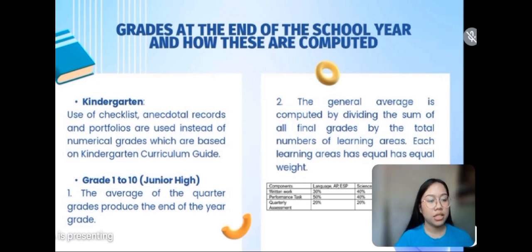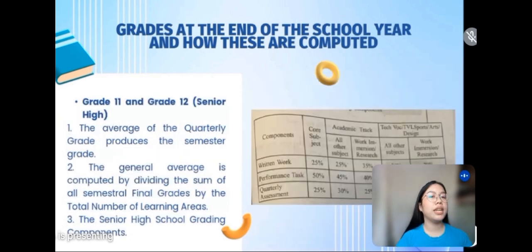Next we have grade 11 to grade 12, or the senior high. The average of the quarterly grades produces the semester grades, like first semester and second semester, so they have the grade for that specific semester. Their general average is computed by dividing the sum of all semestral final grades by the total number of learning areas.